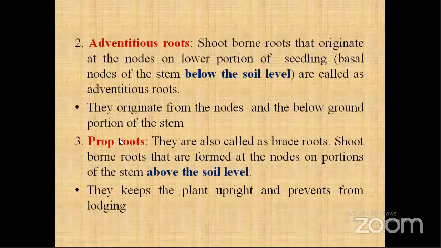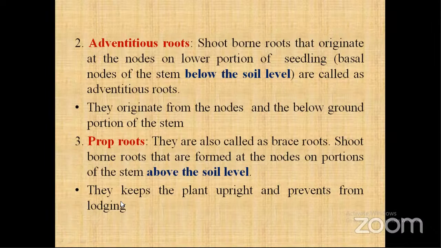Next one is prop roots. Here we can see the difference between adventitious roots and prop roots: adventitious roots are formed on basal nodes of the stem below the soil level, while these are formed on basal nodes of the stem above the soil level. So adventitious roots are not visible because they are underground. But prop roots, we can see at the base of the maize crop, thin roots formed mainly to give support to the maize crop. These are called prop roots. They are also called brace roots. They are shoot borne roots that are formed at the nodes on the portion of the stem above the soil level. That means prop roots or brace roots are visible.